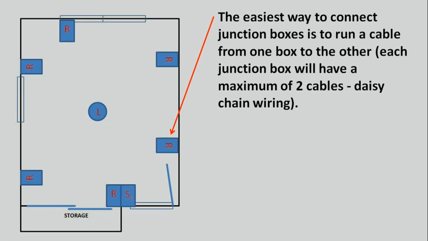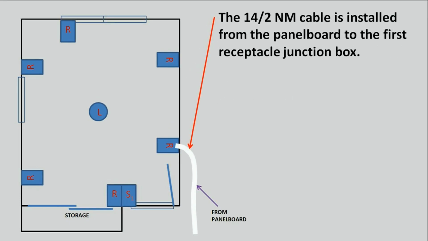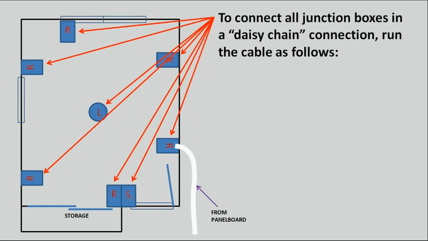The easiest way to connect junction boxes is to run a cable from one box to the other. Each junction box will have a maximum of 2 cables, daisy chain wiring. The 14/2 NM cable is installed from the panel board to the first receptacle junction box. To connect all junction boxes in a daisy chain connection, run the cable as follows.